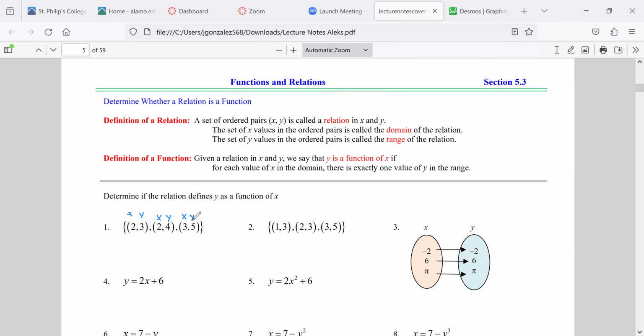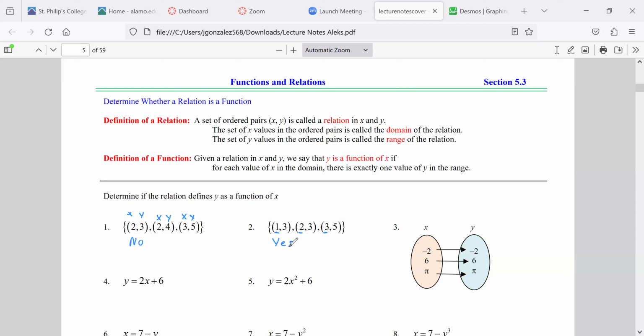I mean, if all the x's are the same, they better be going to the same place, which would just be the same point over and over again. Like notice here, all these x's go to one point. That's okay. Over here, 1, 2, and 3, all these right here are different, so for sure it is a function. But if they were all the same, it still wouldn't be a function.